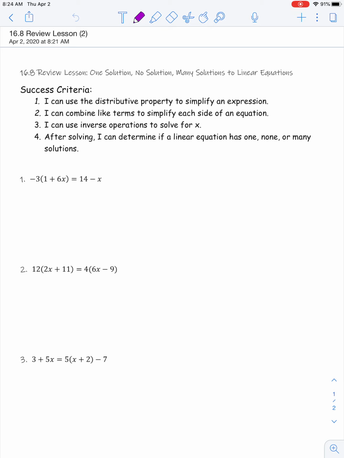So the first three examples that I go through are going to be just showing you algebraically how you determine whether something has one, none, or many solutions, and then I'm going to pull up the vocab, and that will talk more about graphically and by looking at the equation. Okay, so we're still solving as normal using the same success criteria.